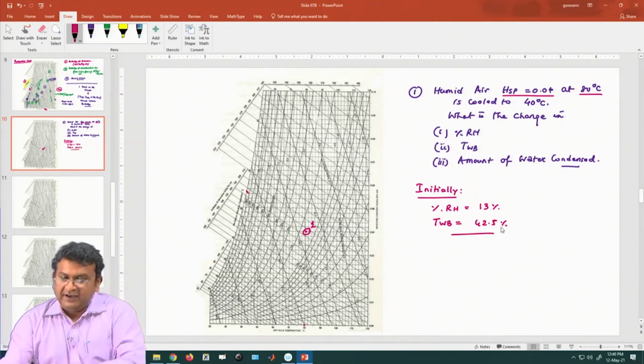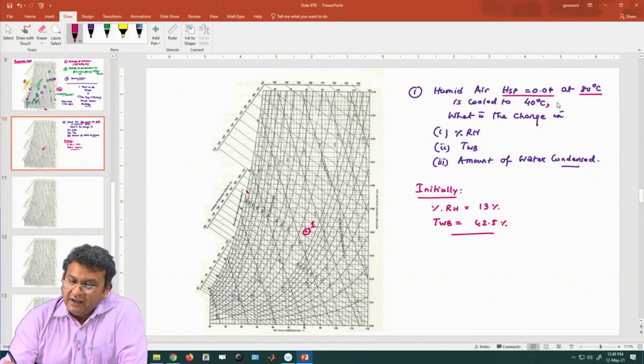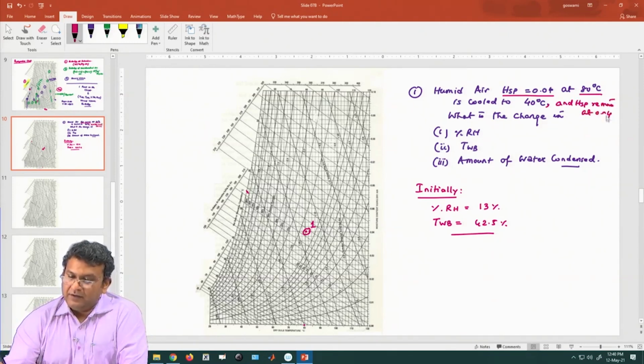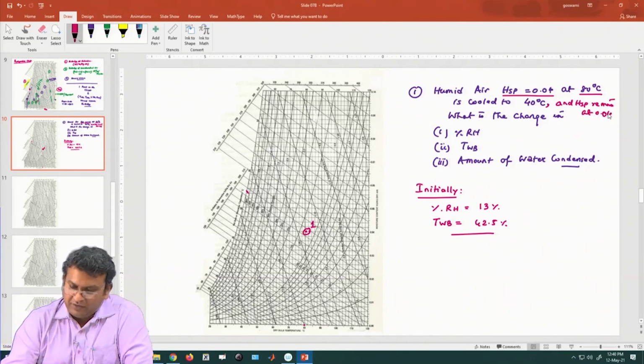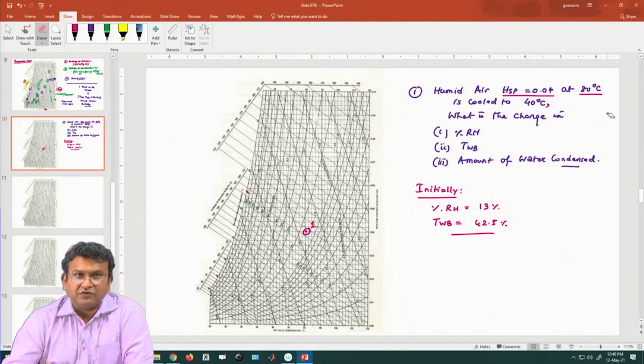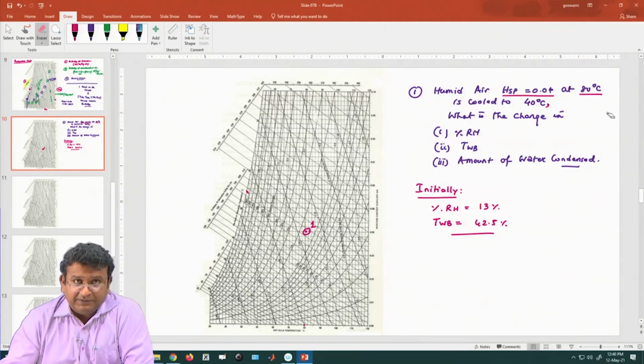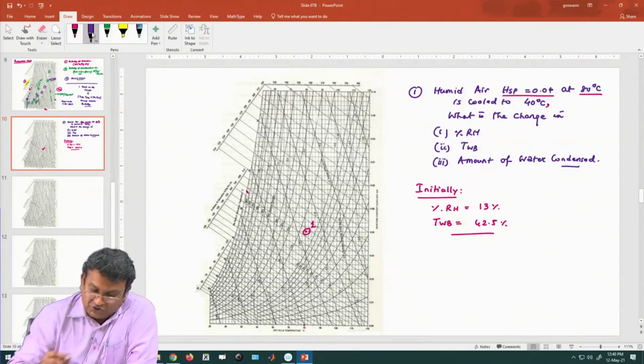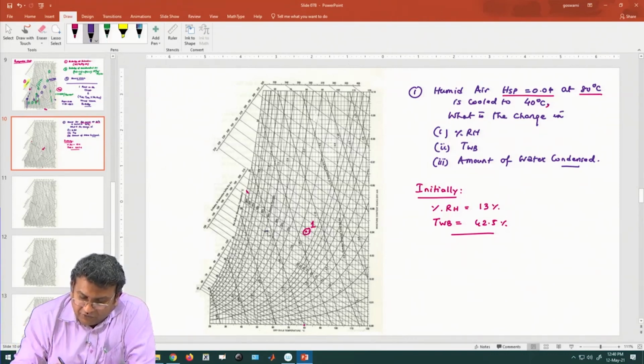And it is said that it is cooled to 40 degree centigrade and HSP, I must specify, remains at 0.04. Or it is simply cooled to 40 degree centigrade. If you just say that you have simply cooled it to 40 degrees, what do you mean? It means that the dry bulb temperature has gone down. So, if the dry bulb temperature has gone down, this is the path it is going to follow, because this is in the direction of reduction of the dry bulb temperature, and you see that it hits 40 degree centigrade somewhere over here, right.